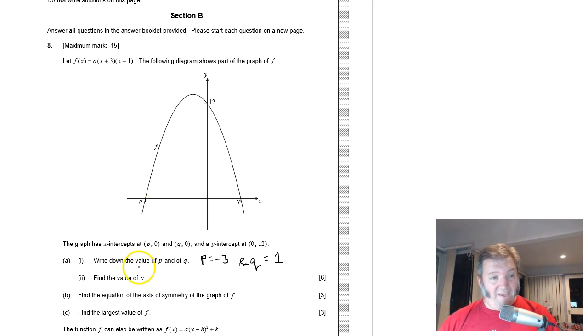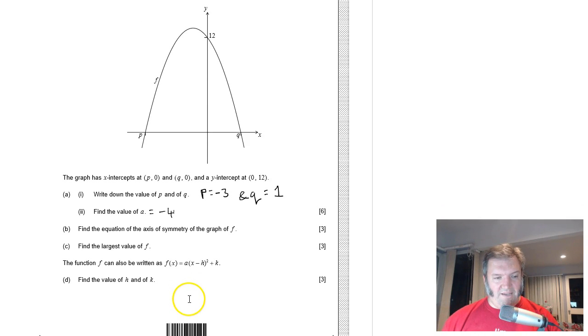Write down the value of A. How am I going to get that? I've got to use my other bit of information. When I substitute in 0, the answer is 12. When I put 0 in here, the answer is -3A. So if -3A equals 12, A is going to equal -4. Does it make sense that it's negative? Yep, negative. Sad face parabola. Cool. Got some easy marks there.